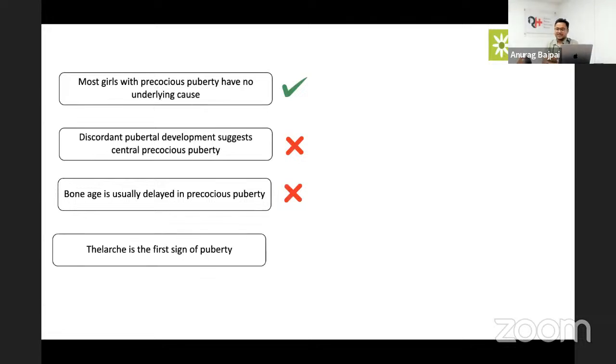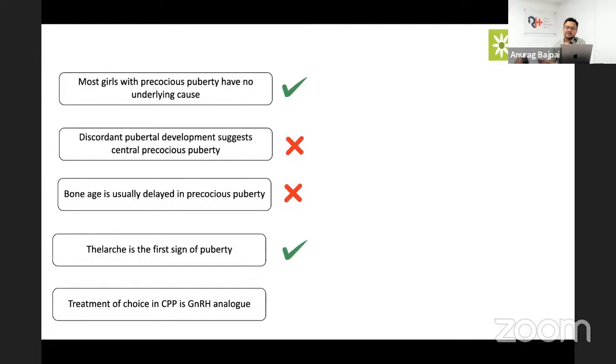Next is: thelarche is the first sign of puberty. So let's wait for people to come on. Thelarche is the first sign of puberty. Now, if you say thelarche is always the first sign of puberty, or thelarche is usually the first sign of puberty, your statement needs to be classified. So if you say thelarche is the first sign of puberty, it is incorrect. But if you say it is usually the first sign, 85%, this is clearly correct. So, usually, yes. Dr. Mehta has said usually, usually. Yes, which is a very right answer. Next is: the treatment of choice in central precocious puberty is a GnRH analog. Yes, so I think we've discussed about this. Why don't we use GnRH antagonists instead of analogs?